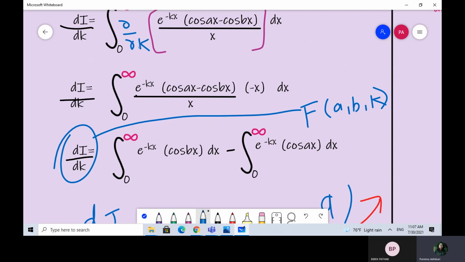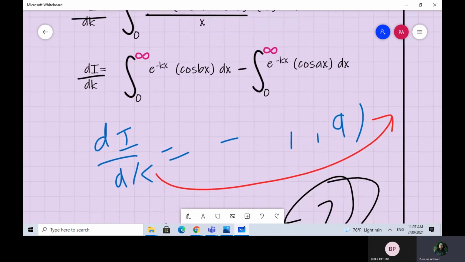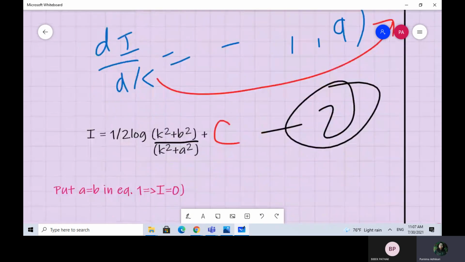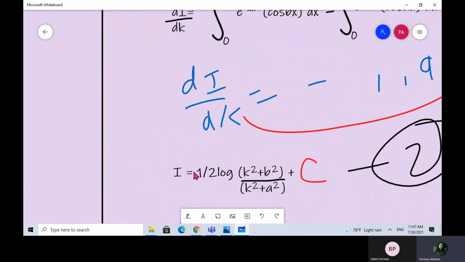That is dI over dk. This function of k, a, b is dI over dk, so you have to do one more integration, an indefinite integral once more. I will show its result. This is its result: I equals, after integration, half log of (k square plus b square) over (k square plus a square), plus c.